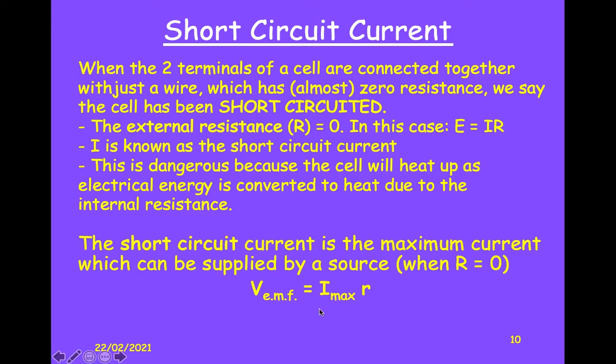The short circuit current is the maximum current that could be supplied by a source. So you're still V equals IR, but using your maximum voltage, your maximum current, and the internal resistance of your source.